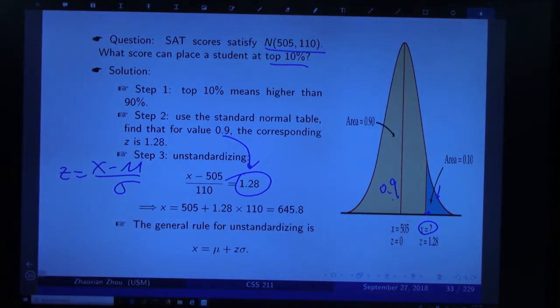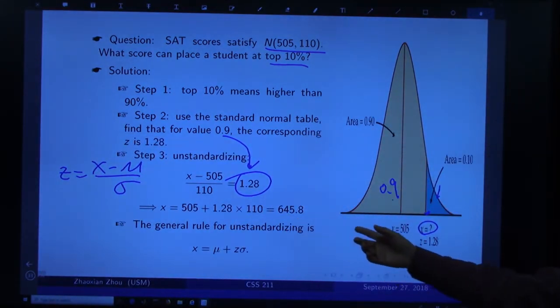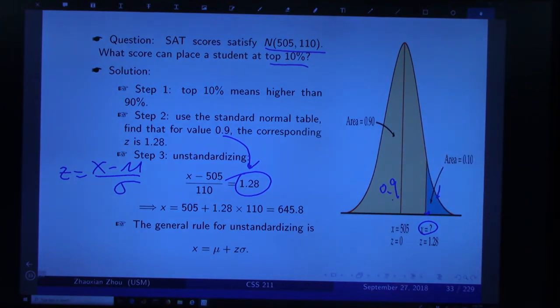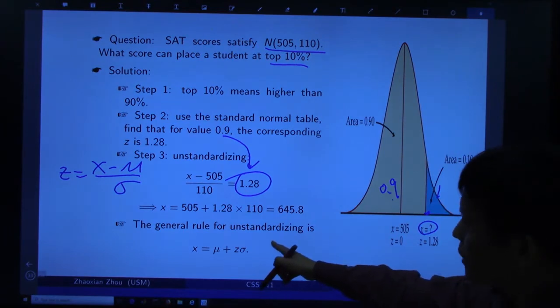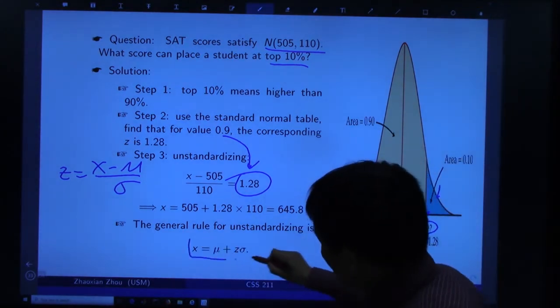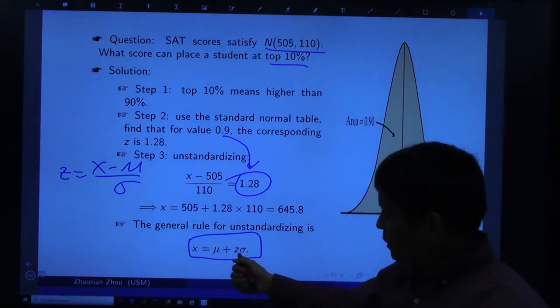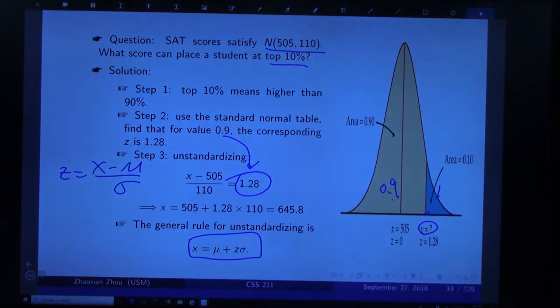So that means if you can obtain about 645 points, then you will be in the top 10%. In general, for unstandardizing, we are looking for x from the z-score, so x will be mu plus z times the standard deviation.